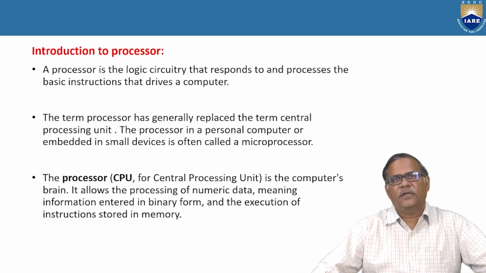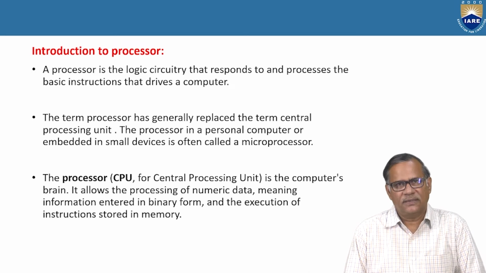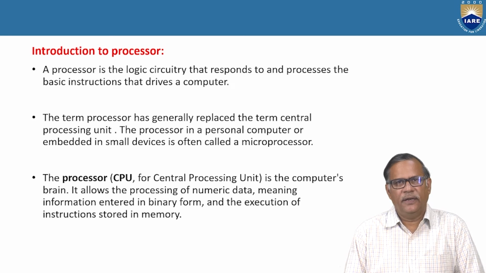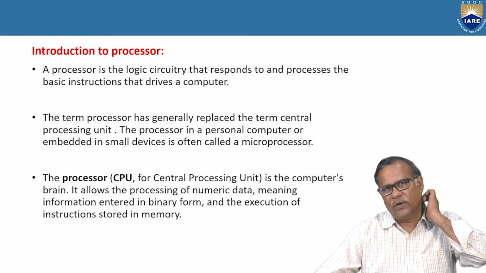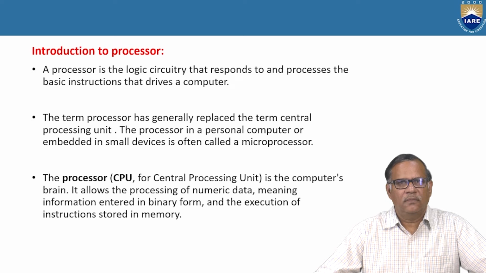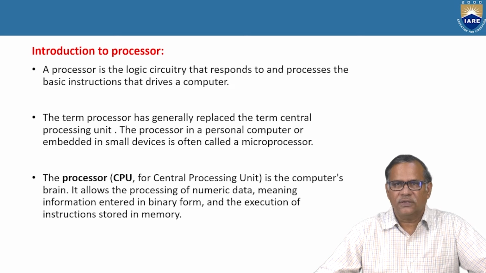And what is a microcontroller? A microcontroller has internal memory wherein the program can be stored. In addition to memory, it can have a few I/O devices like A to D, D to A, like that. So a microprocessor is a subset of a microcontroller. The processor or CPU is a computer's brain. It allows the processing of numeric data, meaning information entered in binary form.